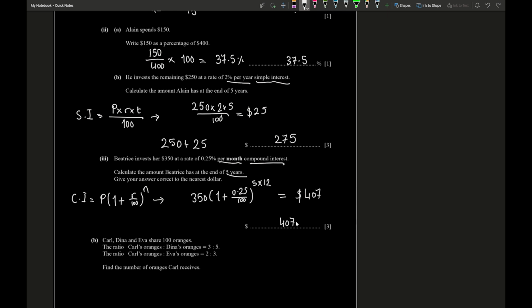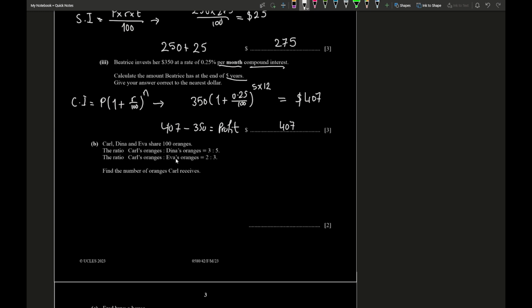By the way, and if you want to calculate the profit, you can just subtract 350 from 407. This will give you the profit made by the end of the 5 years. Okay, on to part B.